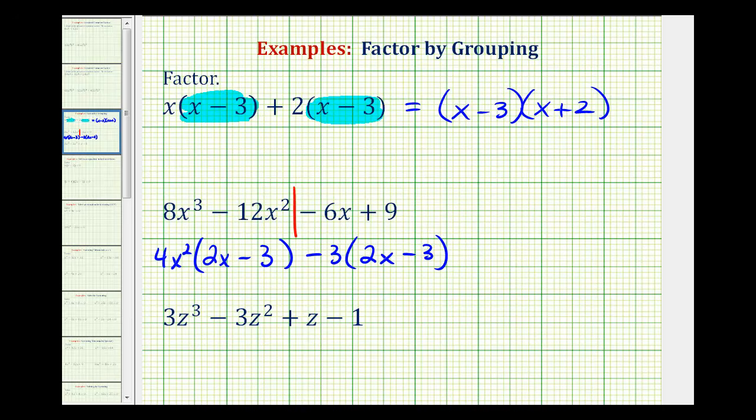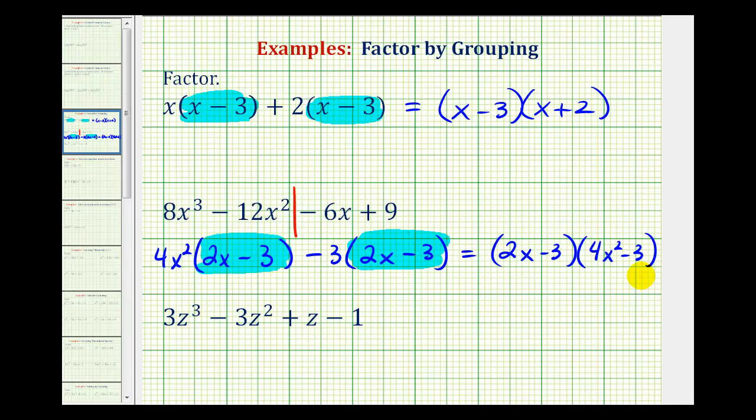Now let's go ahead and check this. This would be negative 3 times 2x is negative 6x. Negative 3 times negative 3 is equal to positive 9. And that's good news because notice how we now have a common binomial factor of 2x minus 3. So now we'll go ahead and factor out the binomial factor of 2x minus 3. And notice how we'd be left with the quantity 4x squared minus 3. And now we've factored the given polynomial using the grouping technique.